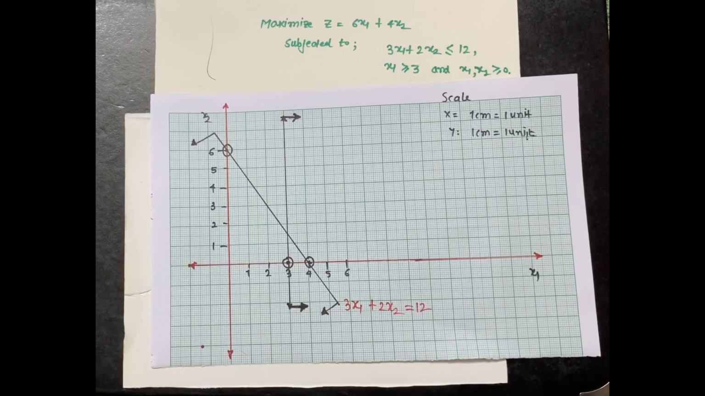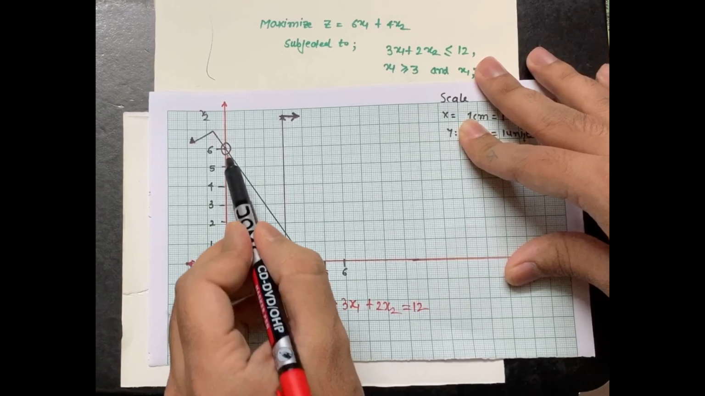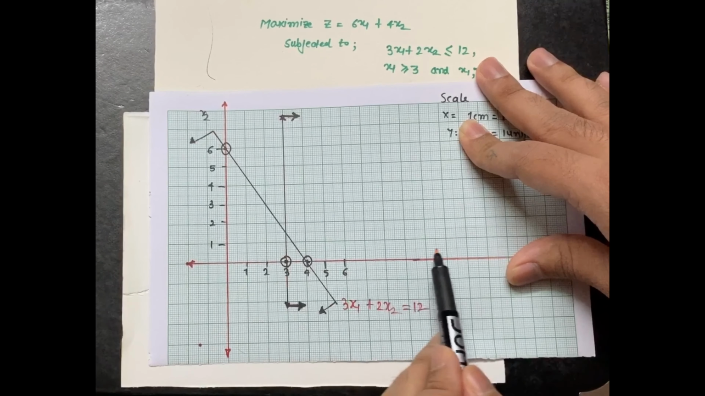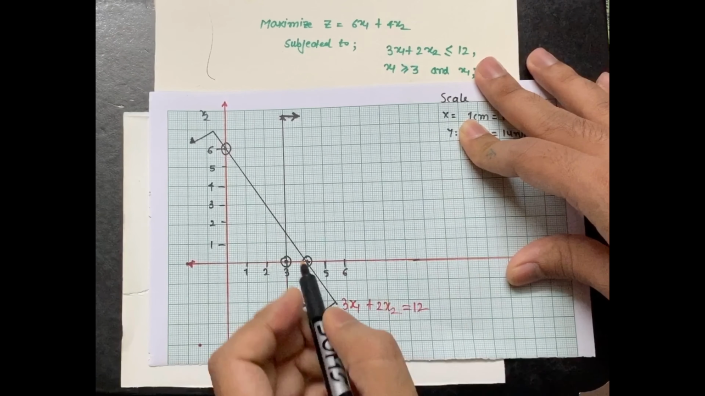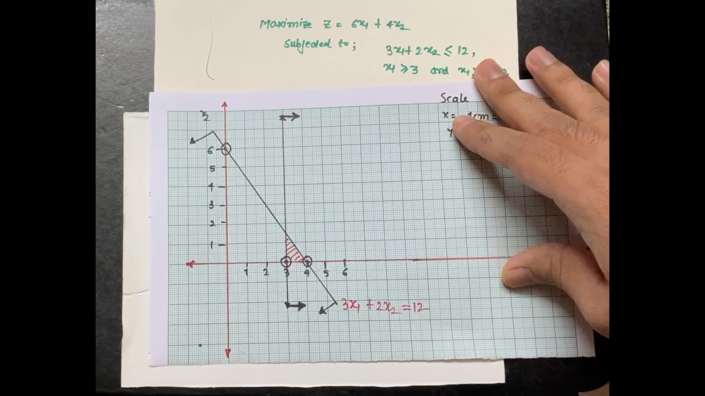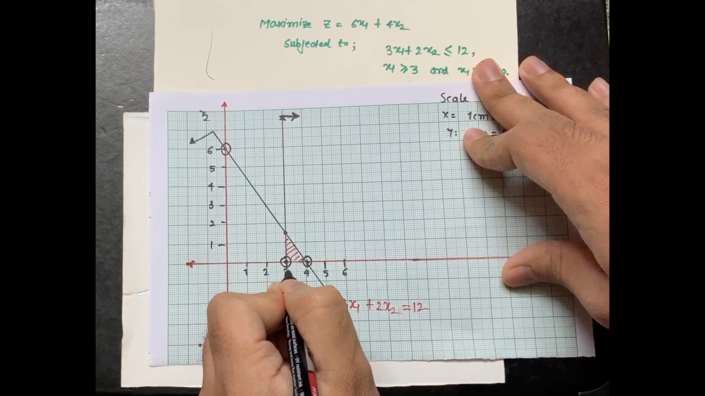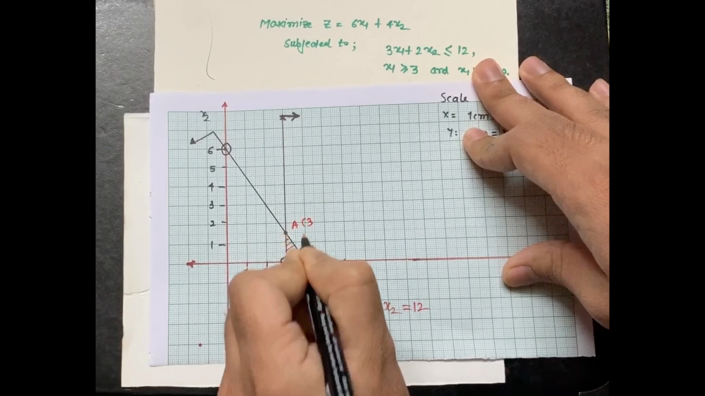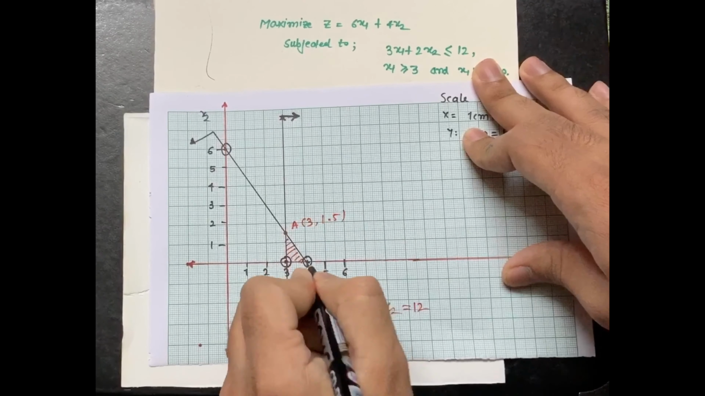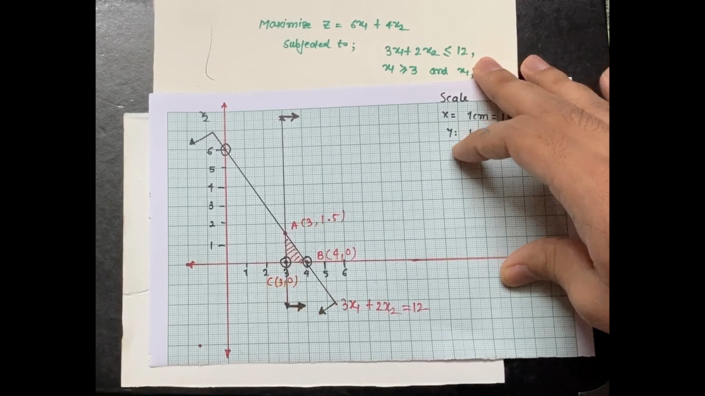So the feasible region that satisfies constraint equation 1 is this triangle. The region that satisfies constraint equation 2 is this particular region above this line, and the common intersection region is this one, this small triangle. If I try to write the points for this region, A is 3 and 1.5, B is 4, 0, and C is 3, 0.